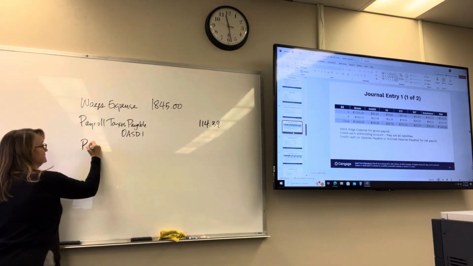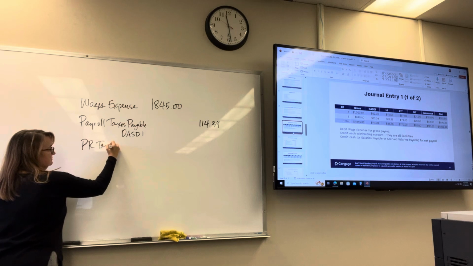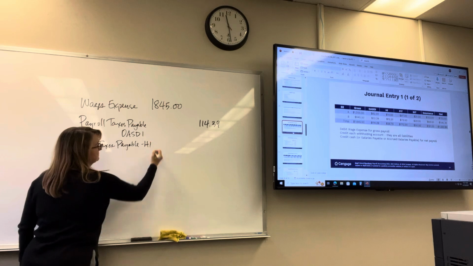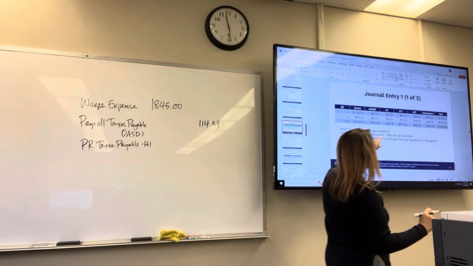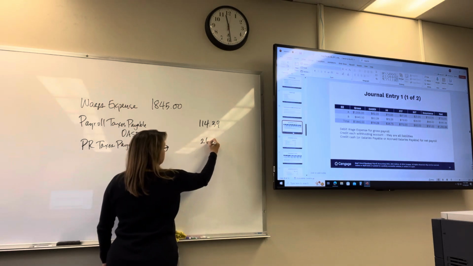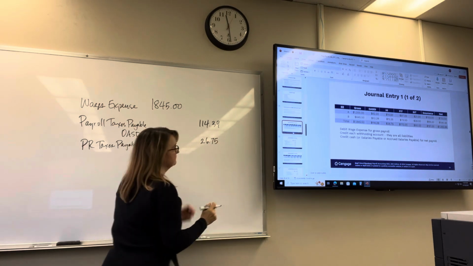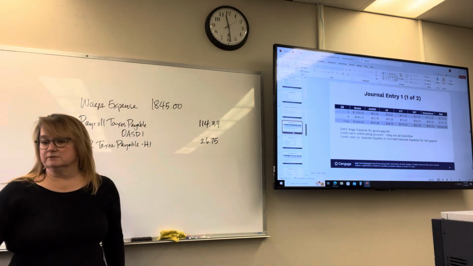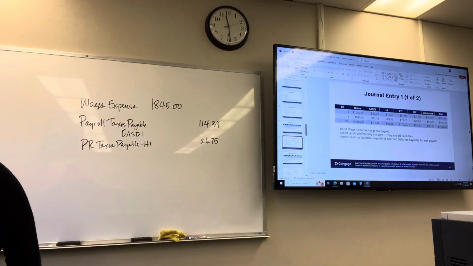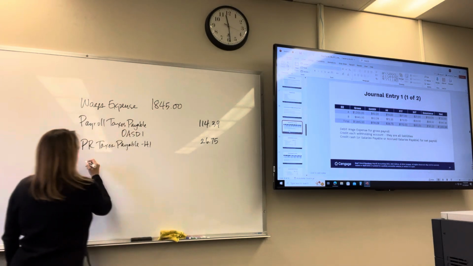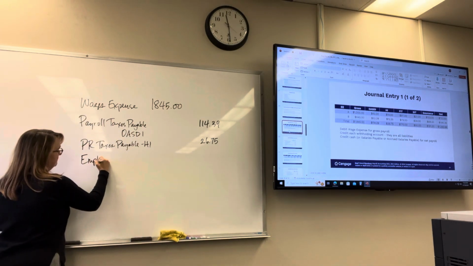And then we've got payroll taxes payable, HI. So our total amount of Medicare taxes, $26.75. And let's see what they named this. I just want to make sure I'm using the same titles. Okay. They're calling it employee federal income taxes payable. And this is important actually.